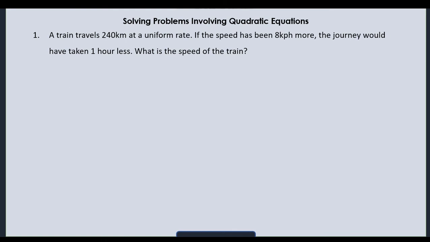Solving problems involving quadratic equations. For our first problem, we're going to use the distance, speed, time formula. So allow me to read this problem first.